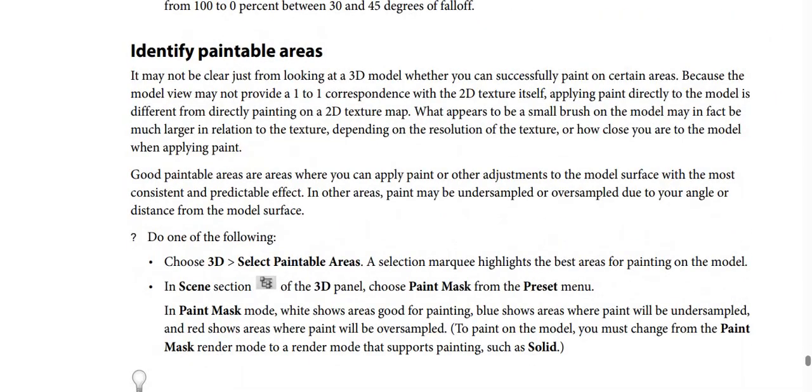That's great. So what about identify paintable areas? What's the meaning of identify paintable areas? It may not be clear just from looking at a 3D model whether you can successfully paint on certain areas, because the model view may not provide a one-to-one correspondence with the 2D texture itself, and applying paint directly to the model is different from directly painting on a 2D texture map. What appears to be a small brush on the model may in fact be much larger in relation to the texture, depending on the resolution of the texture or how close you are to the model when applying paint.